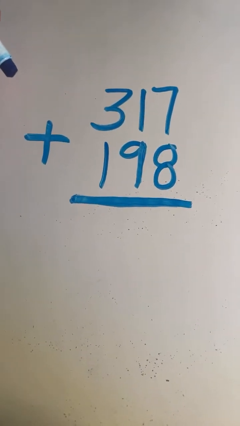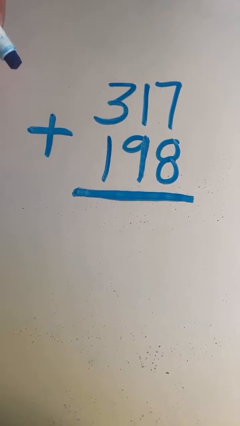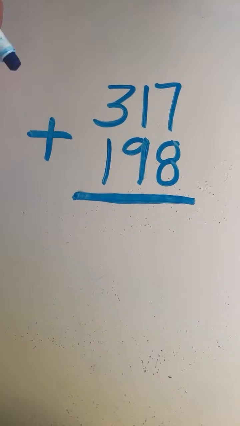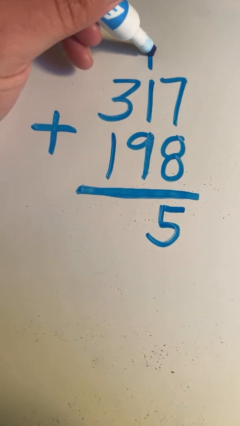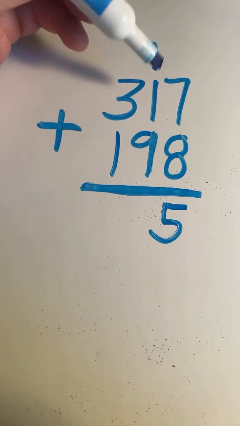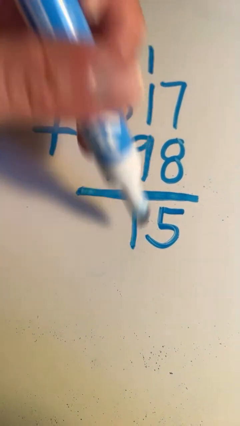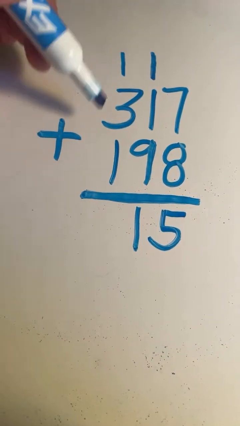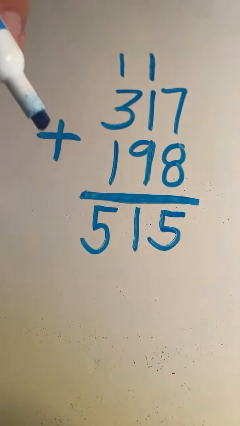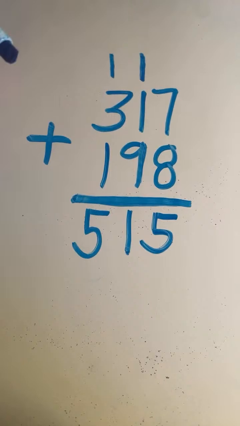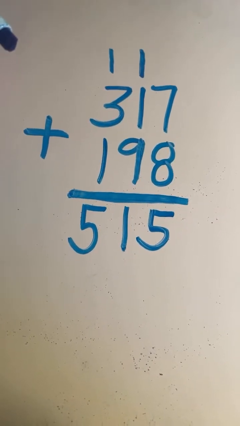So our next example problem is 317 plus 198. So we start in the ones place. 7 plus 8 equals 15. 5, carry the 1. 1 plus 9 equals 10. Plus 1 equals 11. 1, carry the 1. 3 plus 1 equals 4. We add the 1 that we carried over, and it becomes 5. And we have our final answer. 317 plus 198 equals 515.